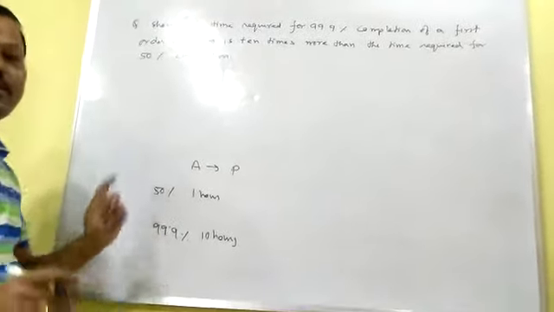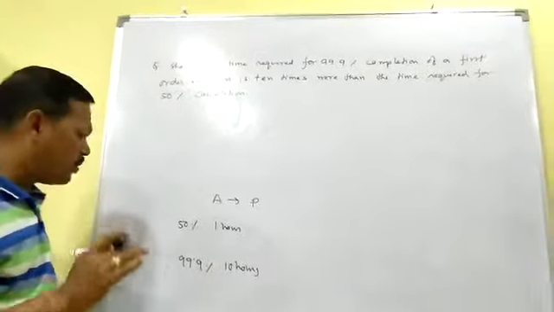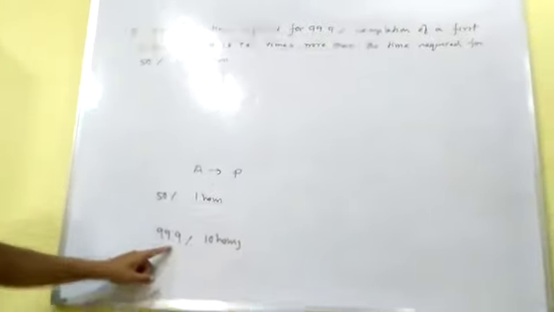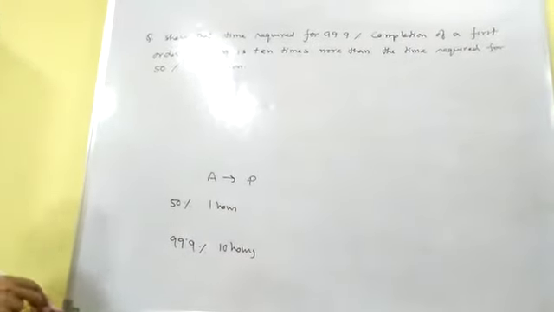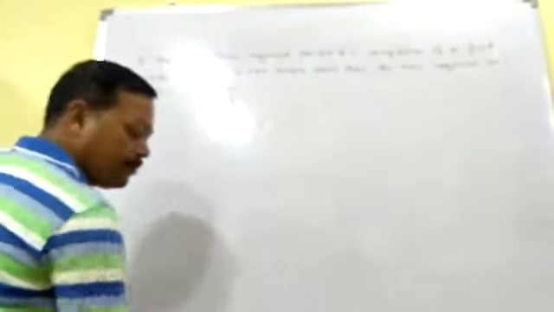Because you know a first order reaction never undergoes 100% completion, and that is why it is given 99.9%. In the last class I have proved it, a first order reaction never undergoes complete completion. That's why it is given 99.9%. So I'll do it.